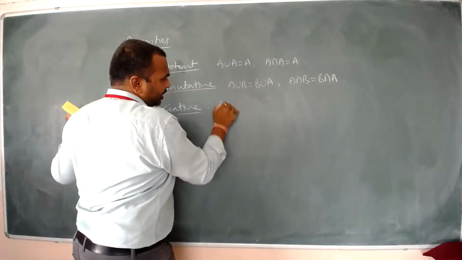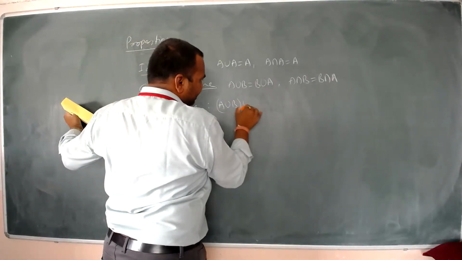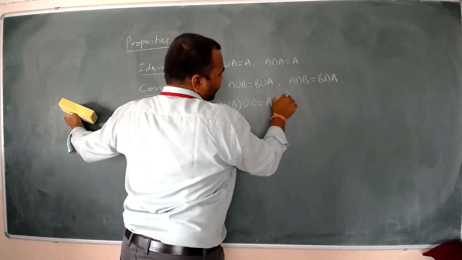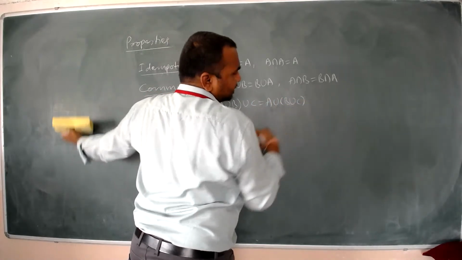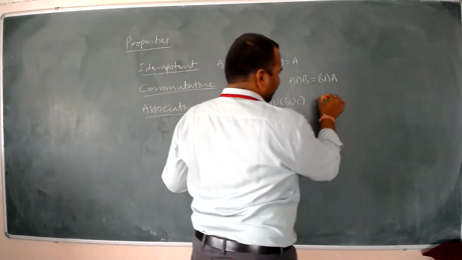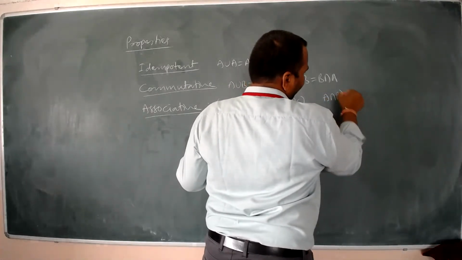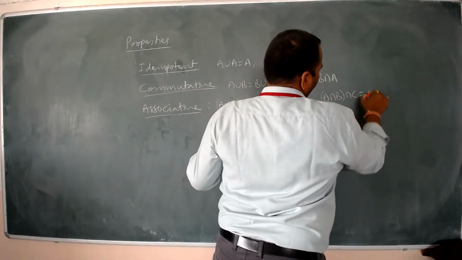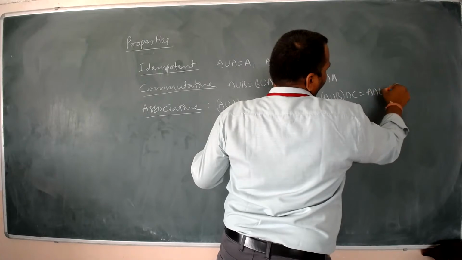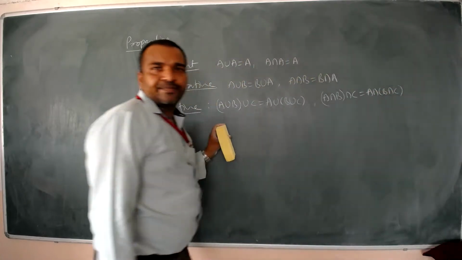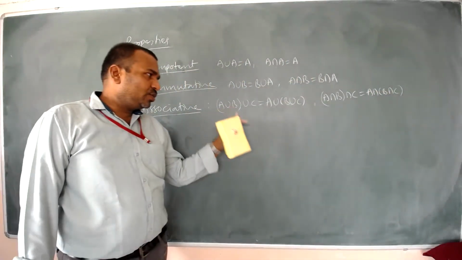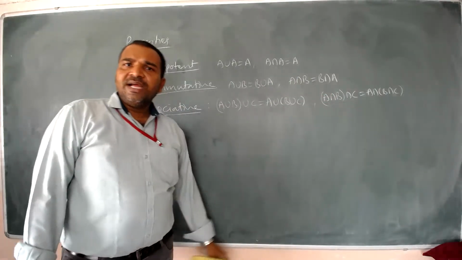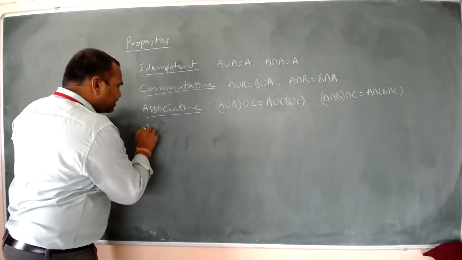Next, associative. Associative property in union: A union B union C is equal to A union B union C. In intersection also, A intersection B intersection C equal to A intersection B intersection C. This is the associative property in union, and the associative property in intersection. Next, distributive property.